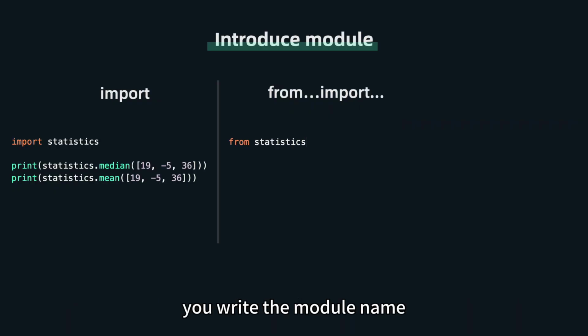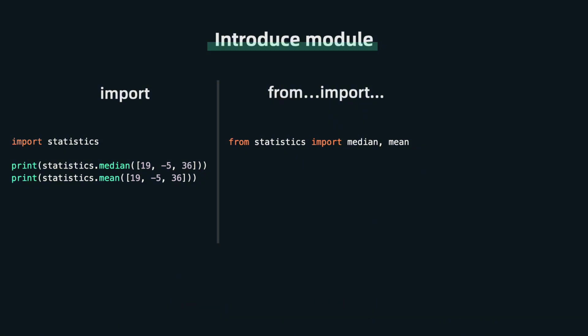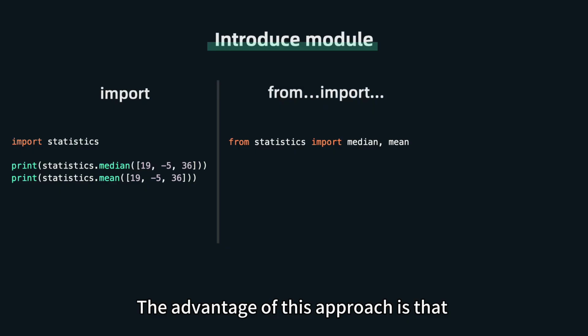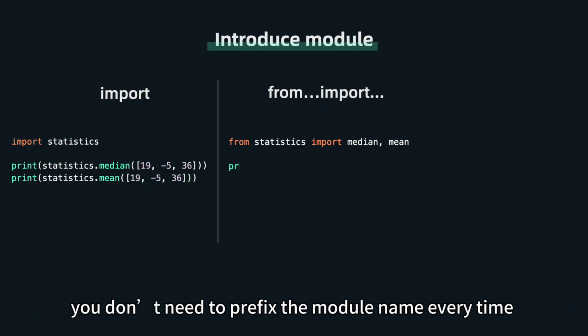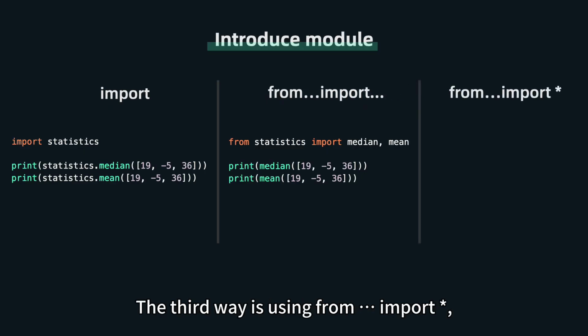The second way is using the from, import statement. After from, you write the module name, and after import, you list the functions or variables you want to use, separated by commas if there are multiple. The advantage of this approach is that you don't need to prefix the module name every time you use those functions or variables. The third way is using from module name import asterisk.